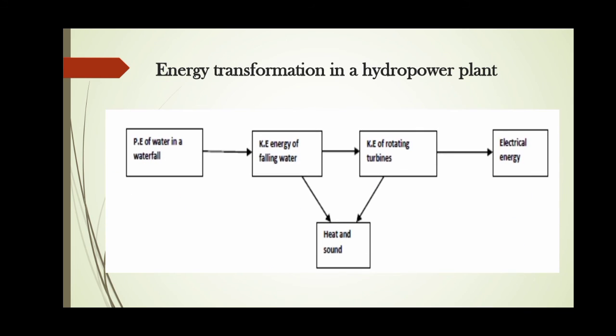Here you can see the energy transformation taking place in a hydropower plant. The potential energy of the water is transformed into kinetic energy of the falling water as well as the turbines. Then these rotating turbines produce electrical energy. Some amount of energy is changed into heat and sound energies.